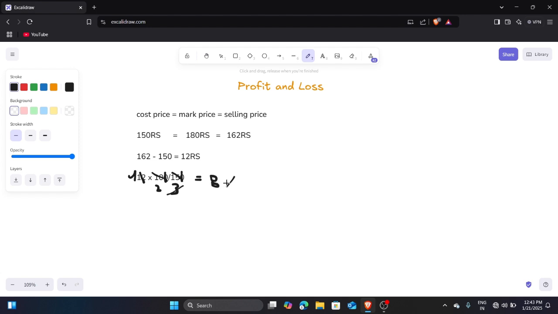Okay, 8% profit you get on selling the product. This is the total, the basic concept and the most important concept of the profit and loss chapter.